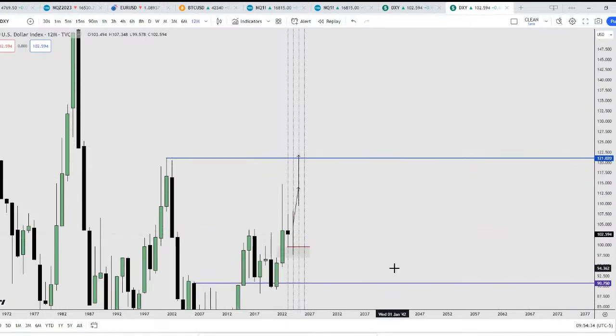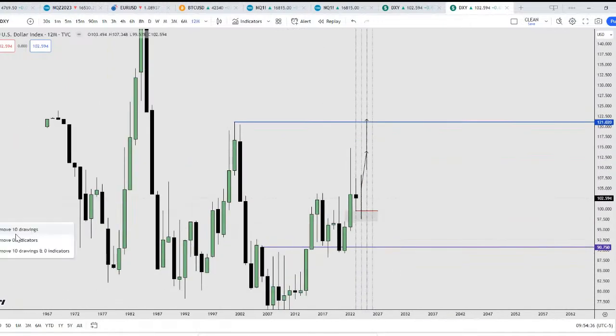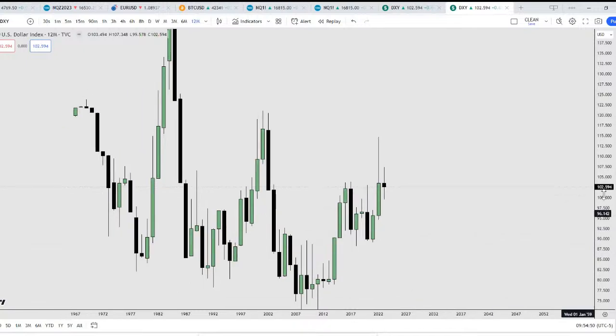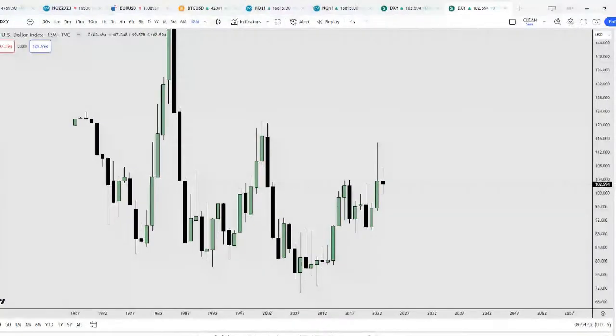Okay, let me just remove the drawings. It has this entire fair value gap here for it to retrace into, and even up till the opening price of this down close candle. Okay, so now that we are done with DXY, the bonds, and the treasury yield, I'm gonna move on to gold.